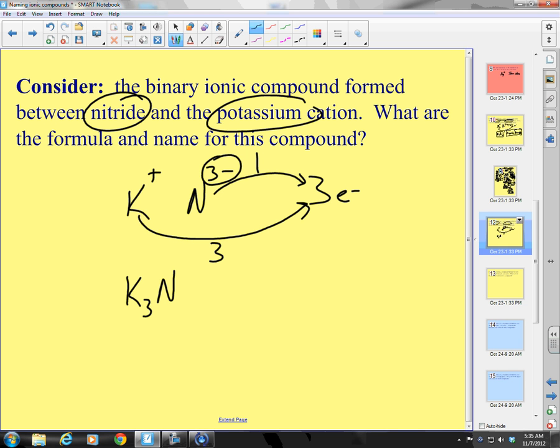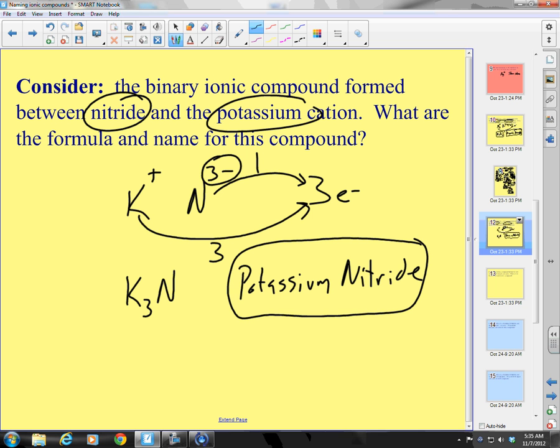Excellent. Now, how do I name this? Potassium nitride. There we go. Okay, if you got that right, go to the refrigerator and get some ice cream. Yay.